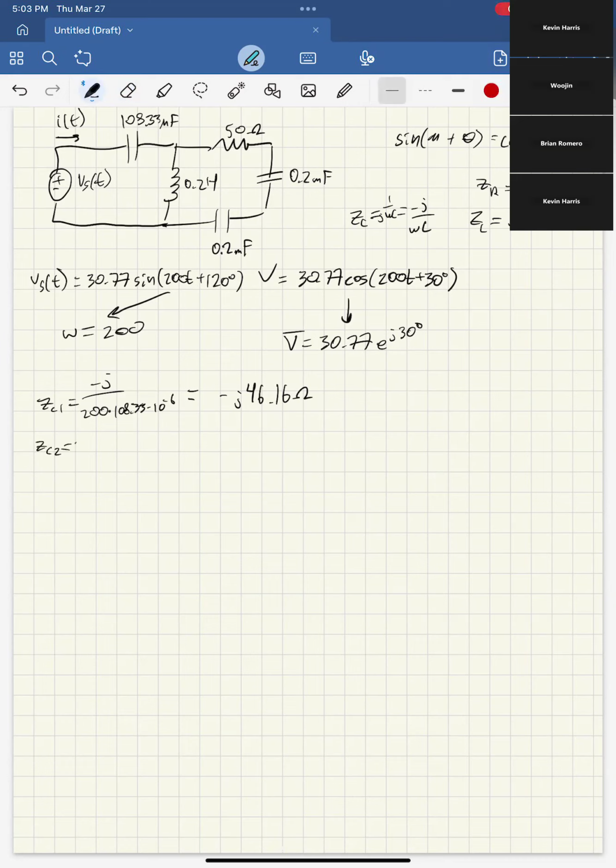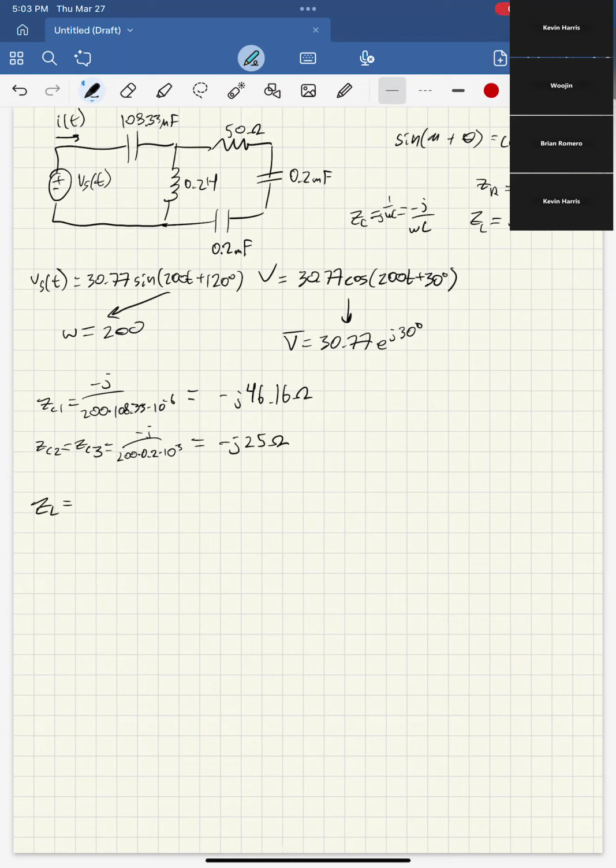So Z2 equals ZC3. Both of those are the 0.2 millifarads. So it's negative j over 200 times 0.2 times 10 to the negative 3, because it's milli. And that gets you negative j 25 ohms. They are in units of ohms, by the way, if I didn't say that earlier.